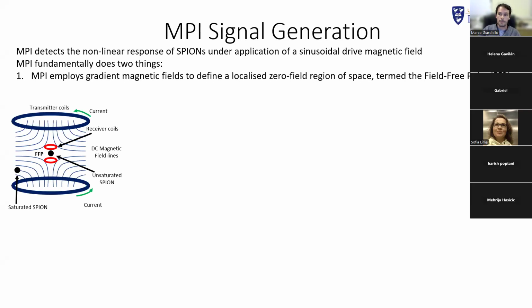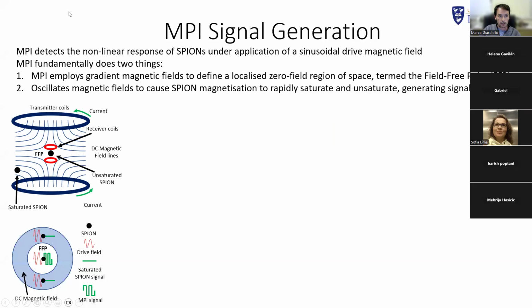The first is it employs gradient magnetic fields to define this zero field region called the field-free point, or the field-free region, or the field-free space, some people call it. Essentially, you're pushing two magnets together, north against north, and the field lines would repel. So in this picture, at that point where the field lines repel, you have no magnetization. If you had a magnetic particle here in the field lines, it would be fully saturated; here it would not be saturated at all. In doing that, it's defining the imaging space, the imaging voxel, so to speak. It's defining where you are going to see what you want to see.